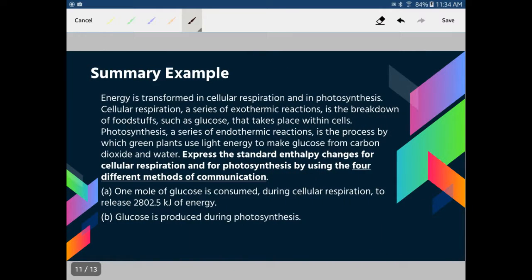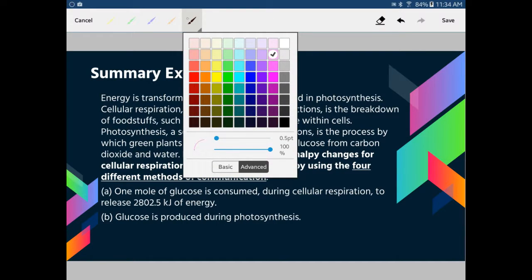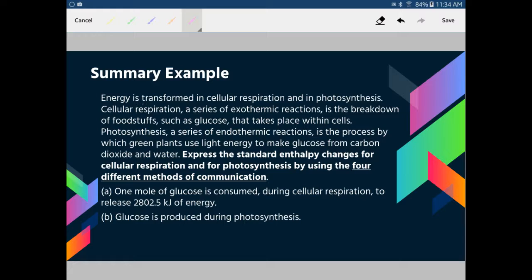So our summary example says that energy is transformed in cellular respiration and photosynthesis. Now I'm just going to switch my colors here. Cellular respiration is a series of exothermic reactions. Okay, so I'm just going to write that down at the top here. Cellular resp.